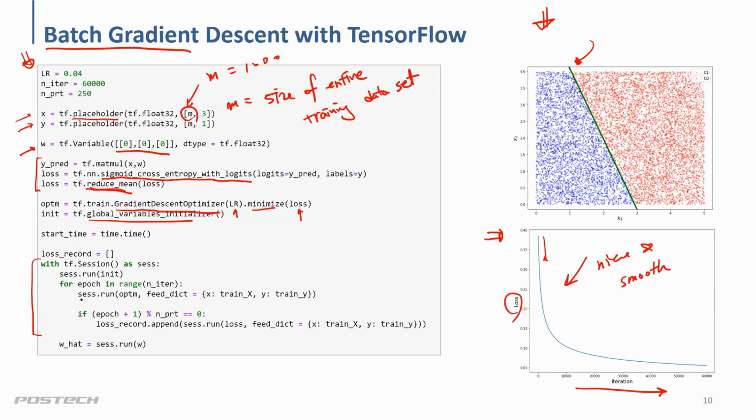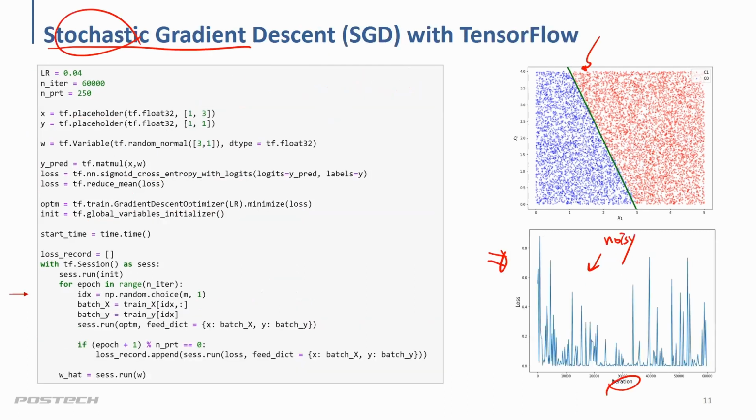In each iteration of the optimization process, I'm gonna put the entire training data set into the placeholders of input X and output Y. Okay, that's the typical way of implementing batch gradient descent. And on the other hand, for the stochastic one, let's see here. Okay, this one is batch and this one is stochastic.